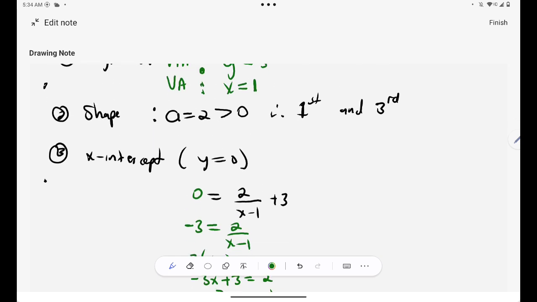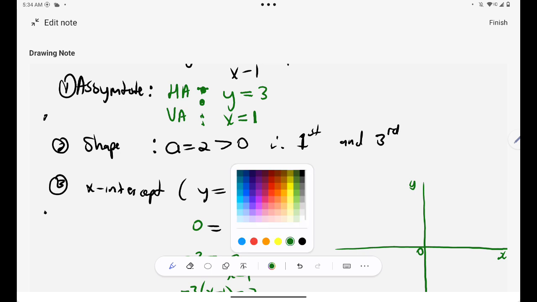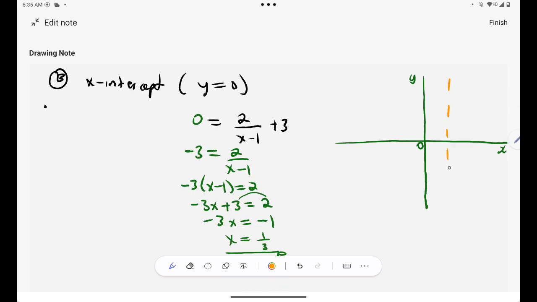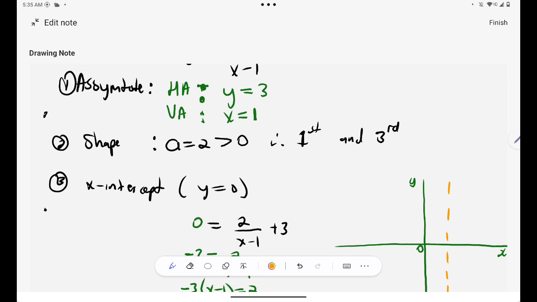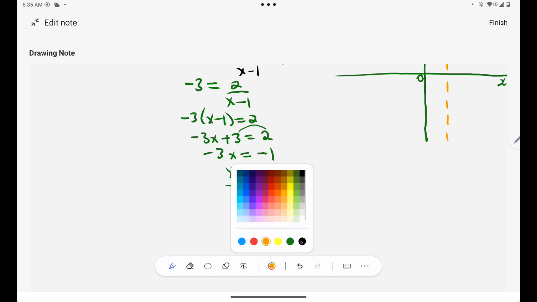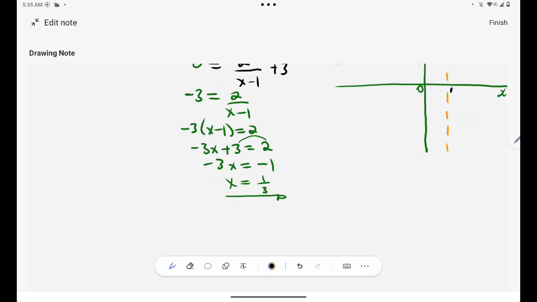Right together. But just after finding the asymptotes, I just need to draw them so that I would never forget. I know that x is equal to 1. Let me draw them in orange. x is equal to 1 and y is equal to 3. Right together. So since my graphs will be on the first and third, okay, let me just continue. This is 3 and this is 1.